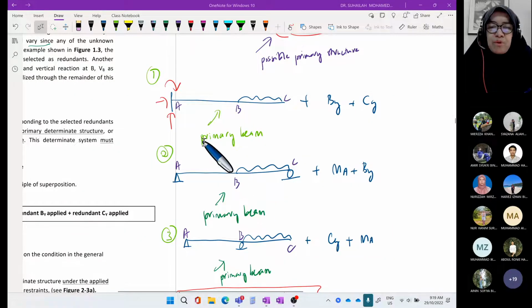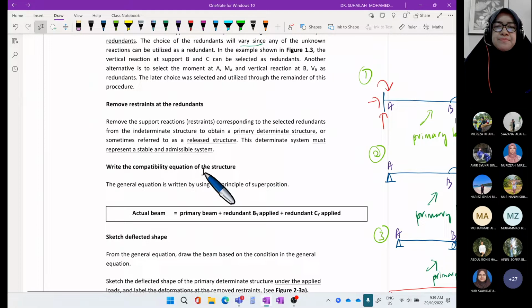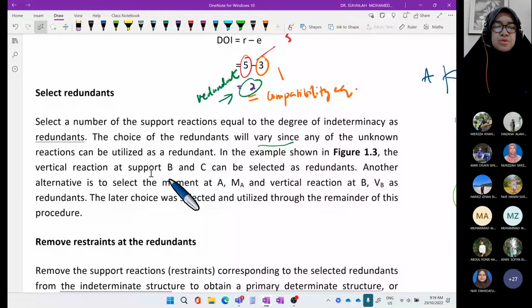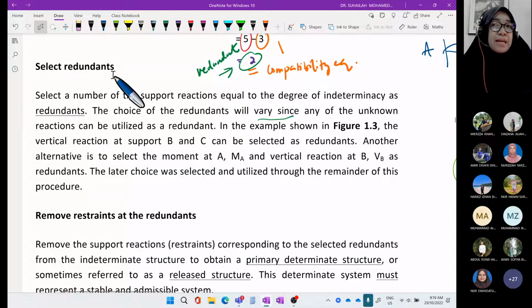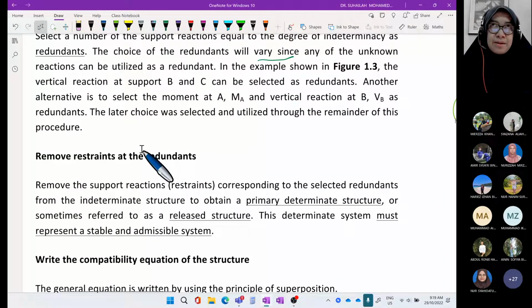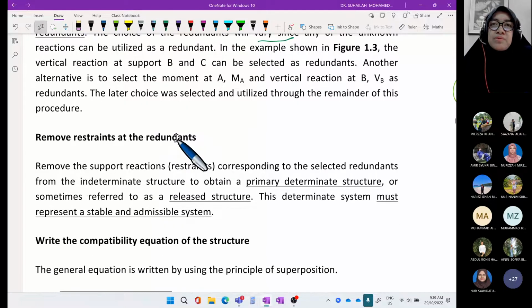Okay, so these 3 possible primary structures. We move back to this explanation. What we need to do next is, after we select redundants, now we know that we can have 3 possible primary structures, and for each primary structure there is a set of redundants. After that, we have to remove the redundants from the system. Because the redundant is the problem, we need to determine the redundant first. Without the redundant value, we cannot determine the three remaining reactions.